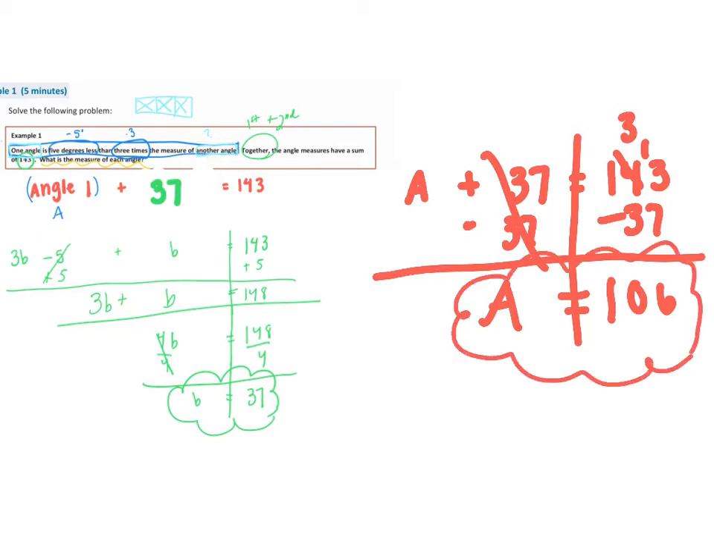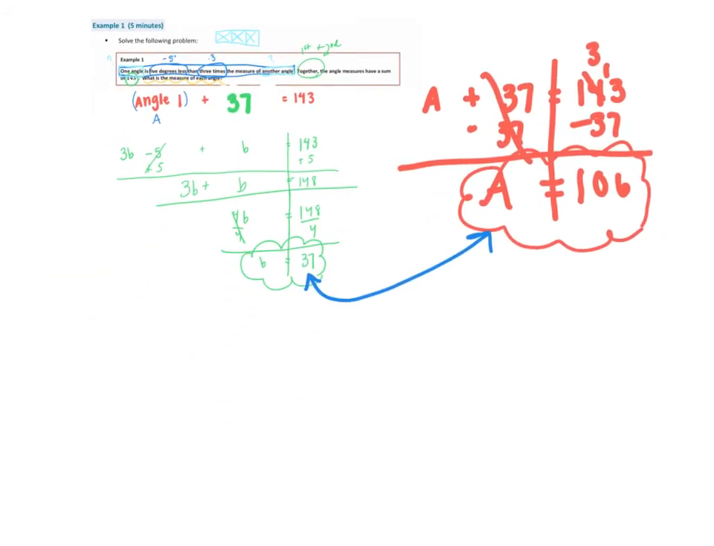How could I check this? I could add them both up, right? I could say, is B plus A or A plus B 143? And if it is, then I was correct. So 106 plus 37, we have 143, and my answer checks out.